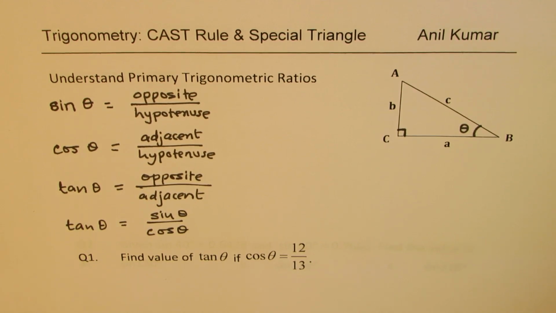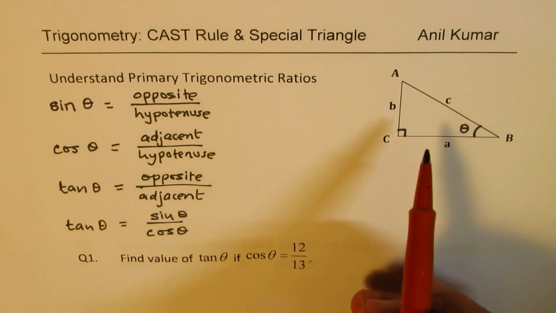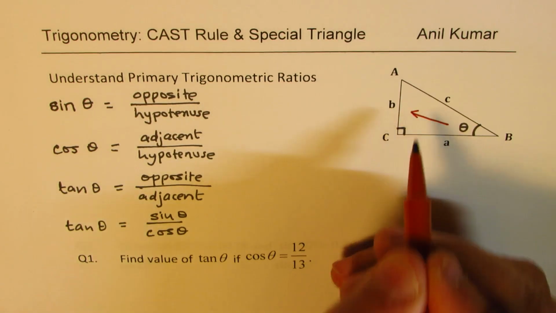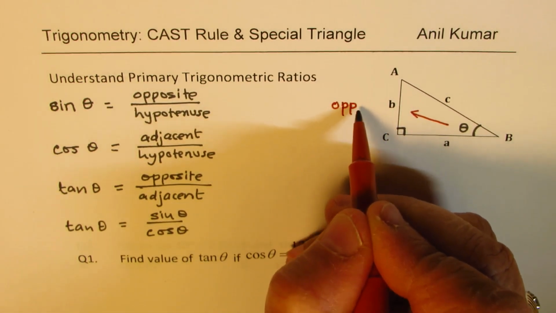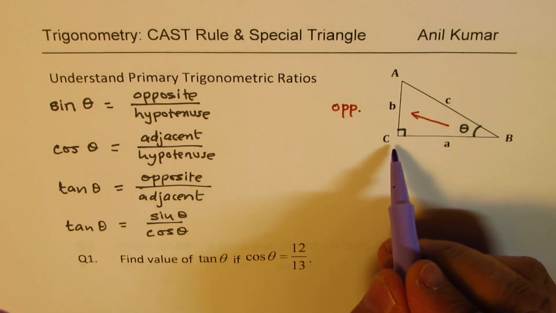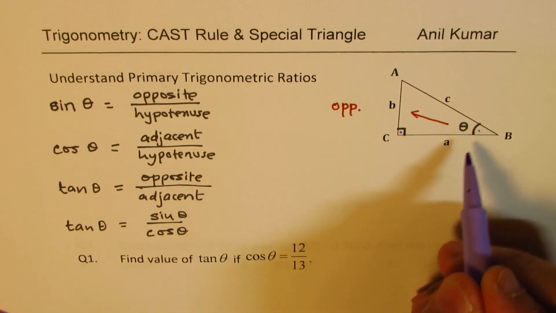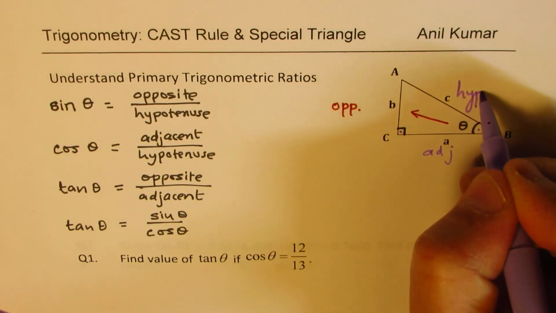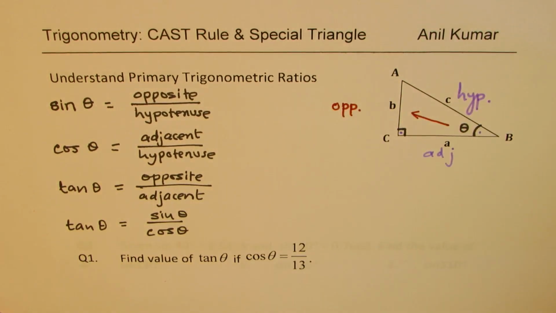Now when we say opposite side, it means what? We have to look from this main angle, theta. So this side right across is treated as the opposite side. The side which is adjacent is the side between the 90 degree angle and the angle theta. And that you know is the hypotenuse, the longest side of your right triangle. That is how we are going to relate all of them.